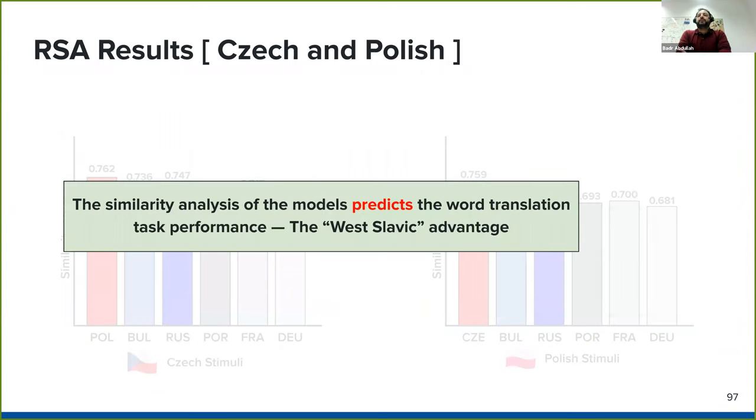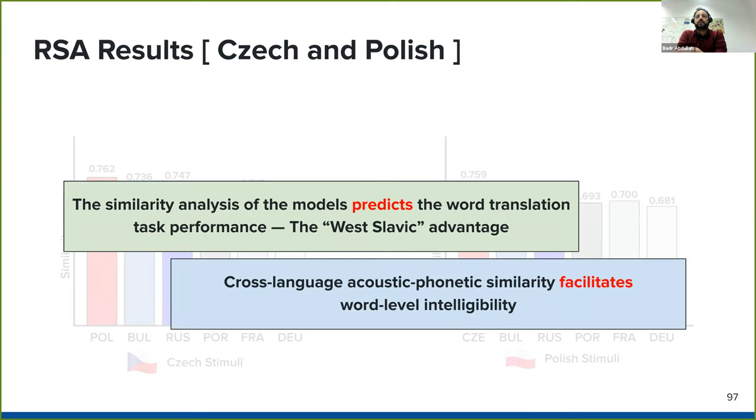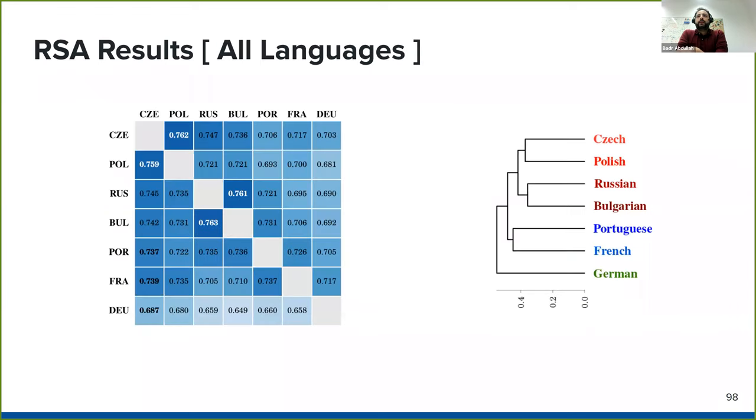And we see here that this RSA analysis for the models predicts the word translation task performance. So we do see the West Slavic advantage here. And this actually means that the cross-language acoustic phonetic similarity facilitates word-level intelligibility. So even though our model does not do a semantic task, it can still give results in the same direction. And when we look at the representational similarity analysis matrix, here to the right is the clustering analysis on this matrix. And we see that all the Slavic languages were grouped in a single cluster. And also, something I was surprised by, Portuguese and French also formed their own cluster, even though the distance is higher than the Slavic language pairs.